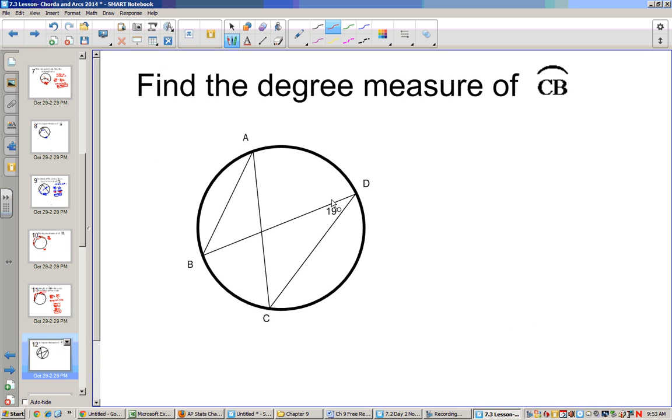This next one, the measure of CB. Now CB is this arc out here. So if we want to find this arc out here, well, we can take these two and go all the way to here, which is an inscribed angle. So since 19 is an inscribed angle, this is double that, which is 38 degrees.